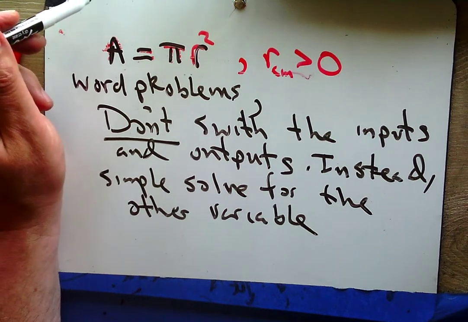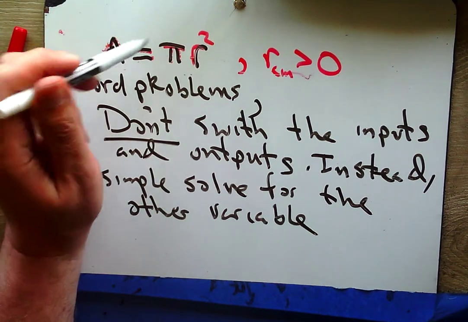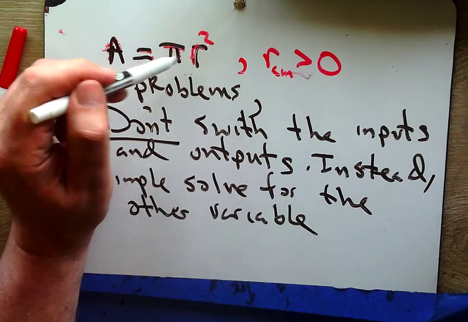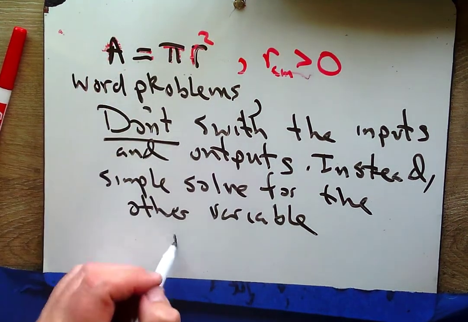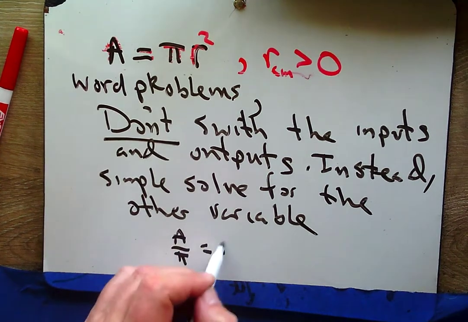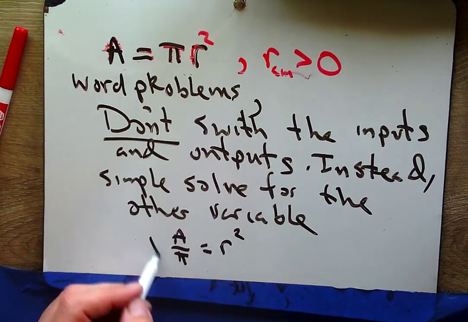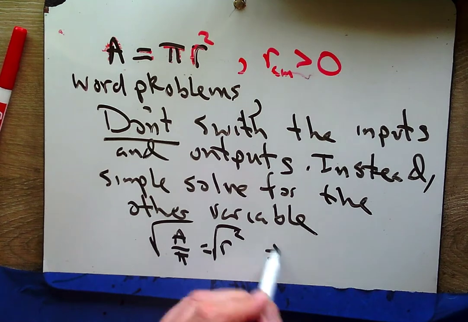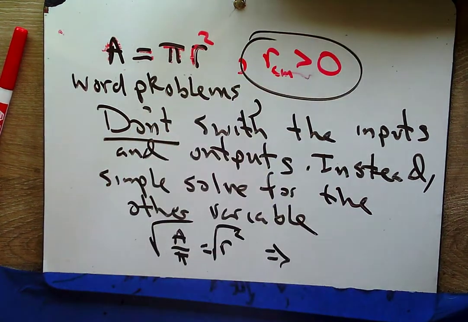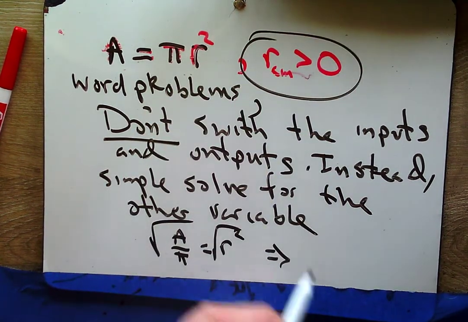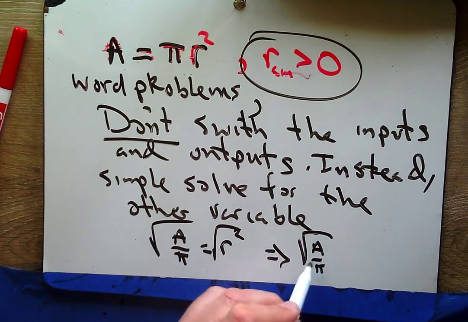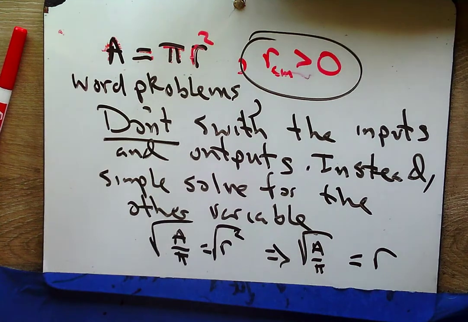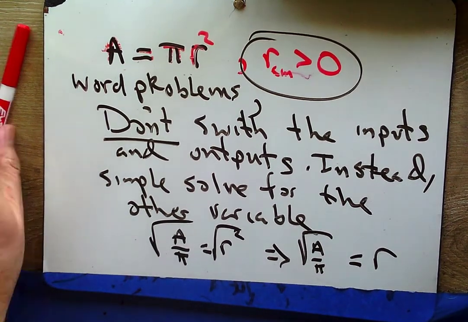You want to find the inverse? You solve this equation for R. Make it so that this says R equals. All right, well, I'll divide both sides by pi. And now I'll take the square root of both sides. We've already got this restriction in place, so I'm not going to have a plus or minus. I'm just going to have square root of A over pi equals R. Now that's okay. That I like. I like that a whole lot.